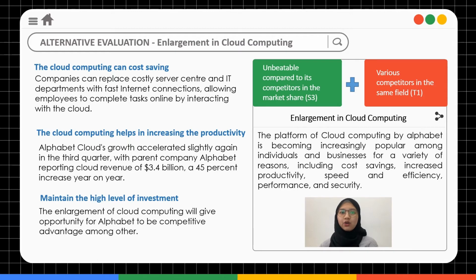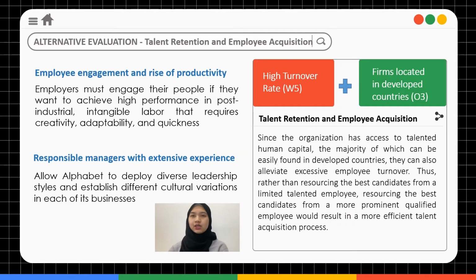The last evaluation of this strategy is the enlargement of cloud computing will maintain the high level of investment, which gives the opportunity for Alphabet to have competitive advantage among others. When Alphabet leads the market, after all, Alphabet has the advantage compared to the other competitors. The third strategy evaluation is on talent retention and employee acquisition. Since the organization has access to talented human capital, the majority of which can be easily found in developed countries, they can also alleviate excessive employee turnover. Thus, rather than resourcing the best candidates from a limited talented employee pool, resourcing the best candidates from a more prominent qualified employee pool will result in a more efficient talent acquisition process.